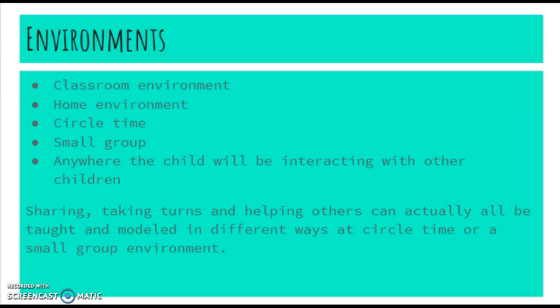The types of environments that these teaching strategies can be taught in are a classroom environment, home environment, circle time, small group, and anywhere the child will be interacting with other children for these certain scenarios to happen. Sharing, taking turns, and helping others can actually all be taught and modeled in different ways at circle time or in a small group environment.